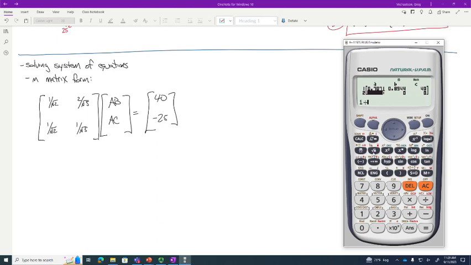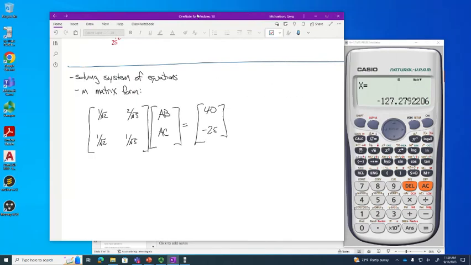1 divided by root of 2, enter. 1 divided by root of 5, enter. And then negative 25, enter. And so what should happen is you should have a table set up like this. And what you can do is you can just press equals again, and boom, here we go. So let's put this over here, right?